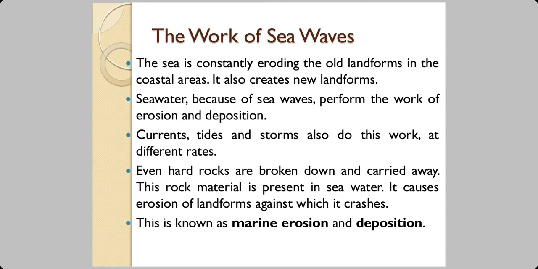Currents, tides, and storms also do this work at different rates. Currents are like underwater rivers. They are flowing water. Although they are seawater, they have different temperatures and different densities because of which they flow. Tides are caused due to the gravitational pull of the moon, and storms, you know very well, are cyclones and storms. You studied that in your other chapters, and this year also in science you will study about that.